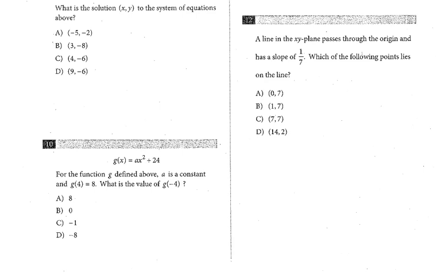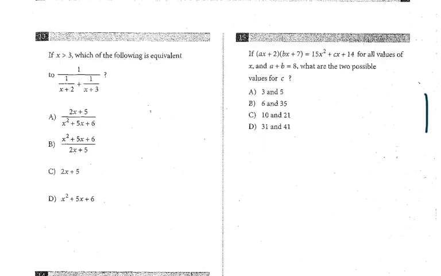For number 12, a line in the xy plane passes through the origin and has a slope of 1 over 7. That means we have y equals 1 over 7x. Then it asks which point lies on the line. So we just need to plug in. When x equals 0, y will be 0, so A is wrong. When x equals 1, y is not 7, so C is wrong too. So D will be the answer.